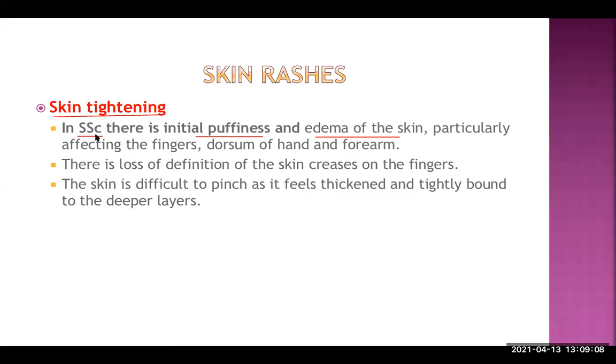So in systemic sclerosis or scleroderma, there is initial puffiness and edema of the skin. Later on, that affected area will become hard, or it will become fibrosed. Okay, this is a feature of scleroderma. So in which stage you have examined the patient, it depends on that. In the beginning, there is puffiness and edema of the skin, and later on, it will convert into very thickened type, very fibrous type.